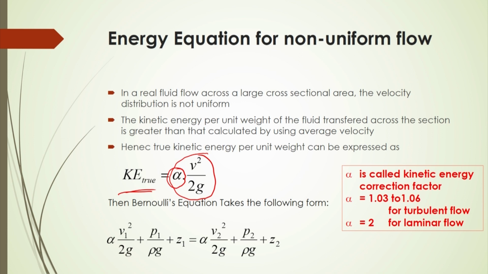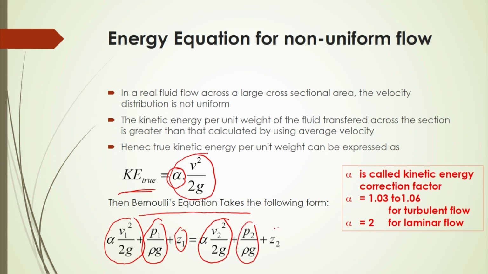So, in that case the alpha should be equal to 2, finally, then v square by g will be your kinetic energy there. So, you have to remember that the kinetic energy correction factor for turbulent flow will be equal to 1.03 to 1.06, whereas for laminar flow it will be 2. Now, finally, with this correction factor the Bernoulli's equation can be expressed as alpha into v1 square by 2g plus p1 by rho g plus z1, that will be equal to alpha into v2 square by 2g plus p2 by rho g plus z2.